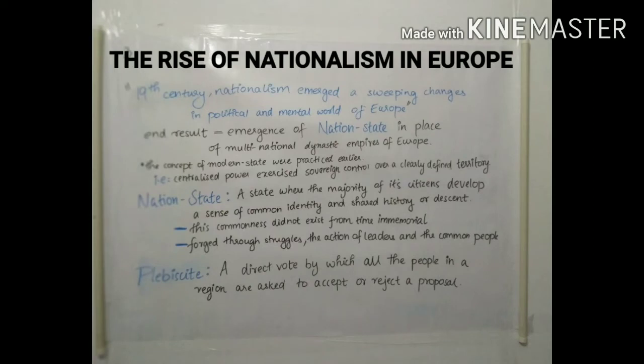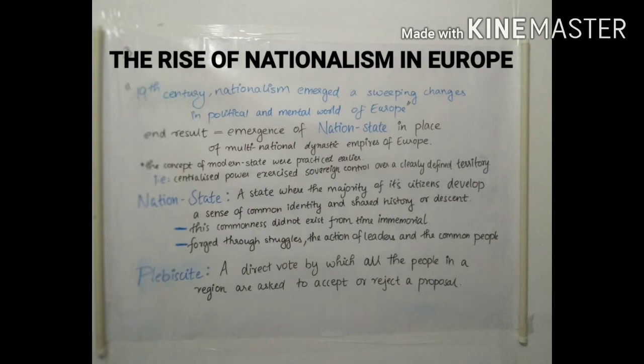Now in the 19th century, nationalism swept changes in the political and mental world of Europe. The result was fruitful. The nation state replaced the multinational dynastic empires of Europe. In early times, the modern state, which is a centralized power, exercised supreme control over a clearly defined territory.